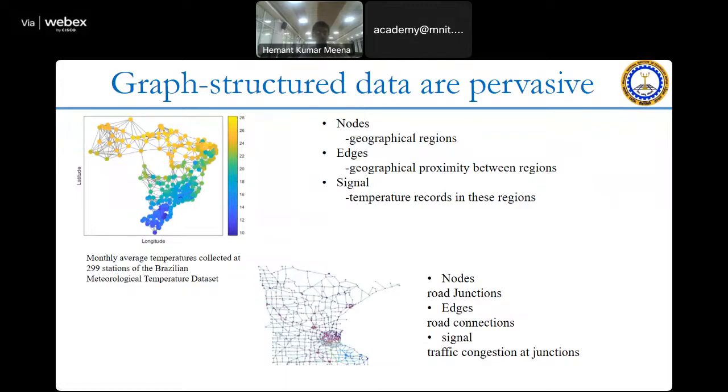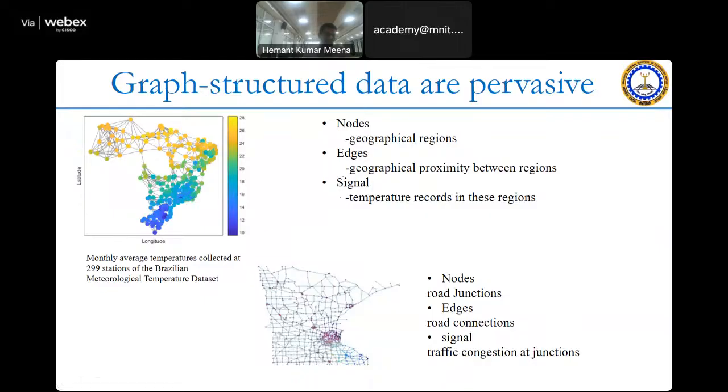Now what we see is that graph structured data are pervasive. They are available everywhere. For example, this is the monthly average temperature collected at 299 stations of the Brazilian meteorological temperature data set. These different places are the nodes, and the temperature value is the signal. What is the temperature at that place? That will tell the signal value. What about the edge? It is basically the geographical proximity between the different regions.